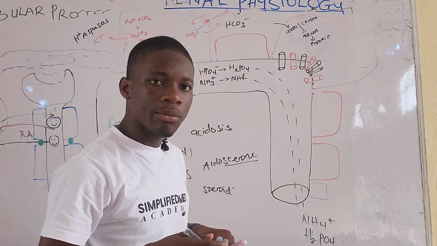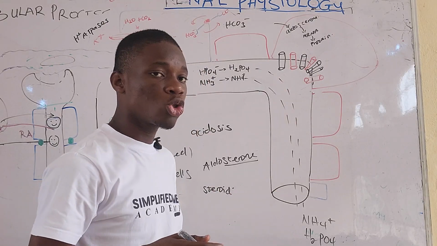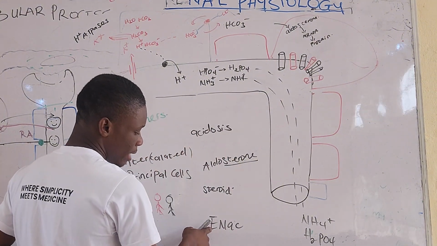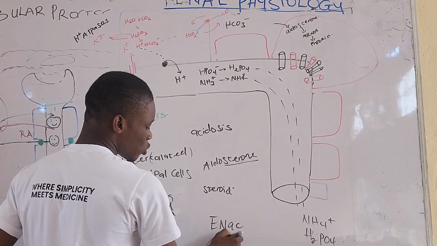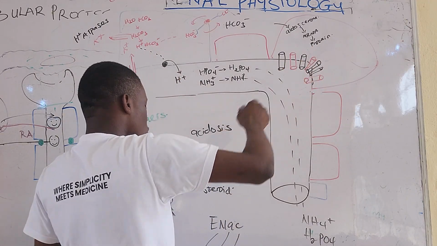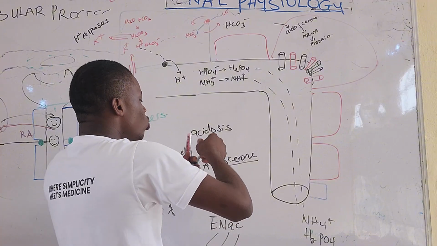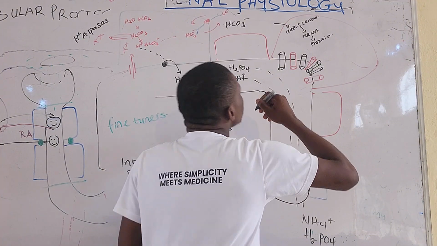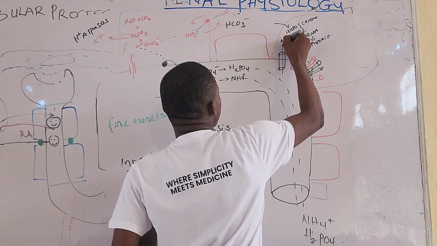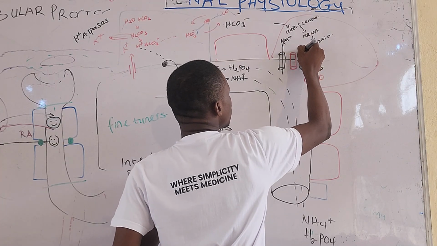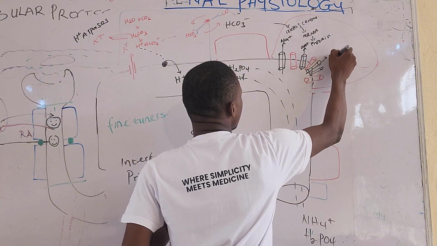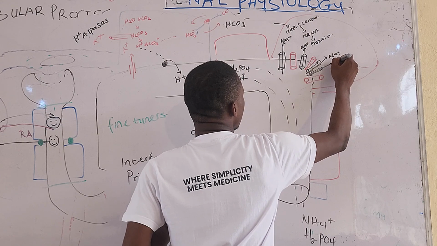Now these ones in black, we are going to call them ENaC. E means epithelial, Na sodium. Epithelial sodium channel. Are you following me? They will synthesize protein, which are called epithelial sodium channel. Now, what is the epithelial sodium channel going to do? It will reabsorb sodium. Those black are ENaC, to reabsorb sodium.